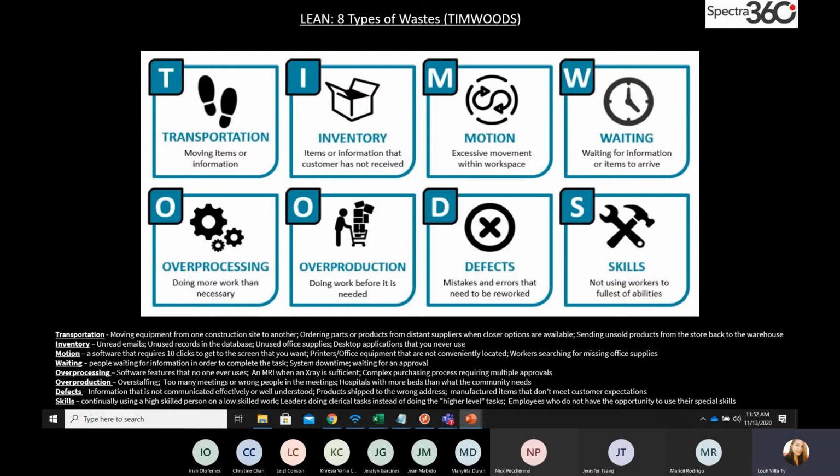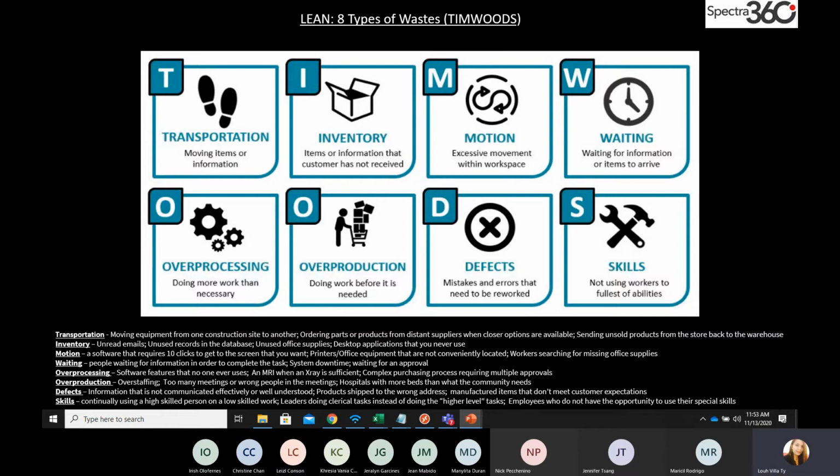So waiting, that's the 4th type. Waiting is waiting for information or items to arrive. An example would be people waiting for information in order to complete their tasks, or system downtime that delays your tasks. That's a waste. Or maybe waiting for an approval. That is a waste, but this waste is tricky because I'm going to give you an example for Spectra side, like waiting for a client approval. It is a waste because you're waiting for it, but you cannot necessarily remove that part of the process. So you have to do something, right?